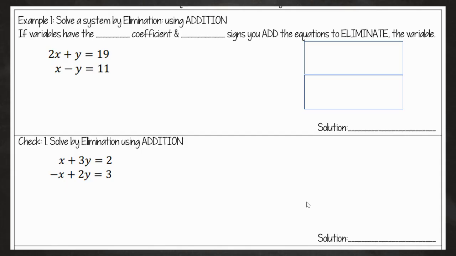Okay, so in example 1, we're going to solve by elimination using addition. If the variables have the same coefficient, like we see here, our coefficient to our y is 1 and our coefficient to our y here is 1. If the coefficient is the same, but they have opposite signs, meaning there's a positive and a negative sign, then you're going to add the equations together to eliminate the variable. So in this case, we're going to eliminate the y.